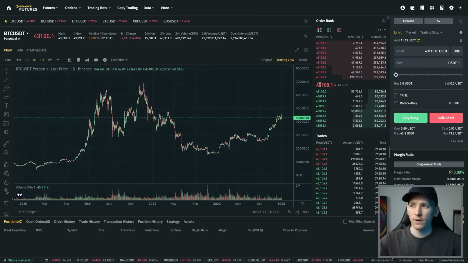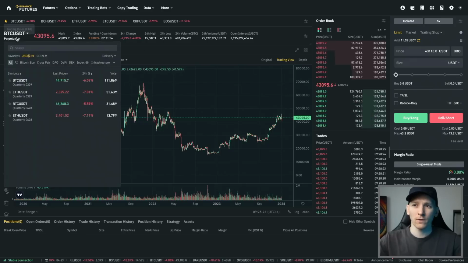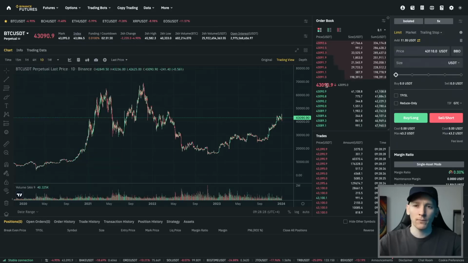Then you have the order book right here, which is obviously the price of the futures contract based on what asset that you're trading. So, we're trading Bitcoin USDT right here. So this is basically the Bitcoin price or the Bitcoin futures price. You have all of the trades down here.